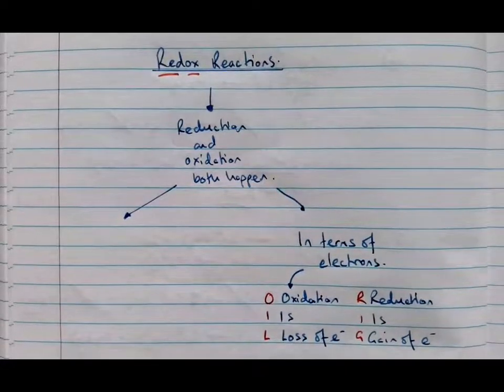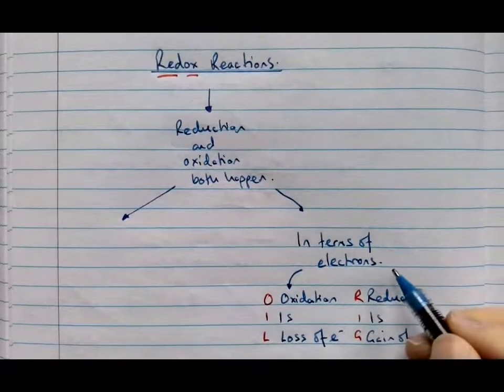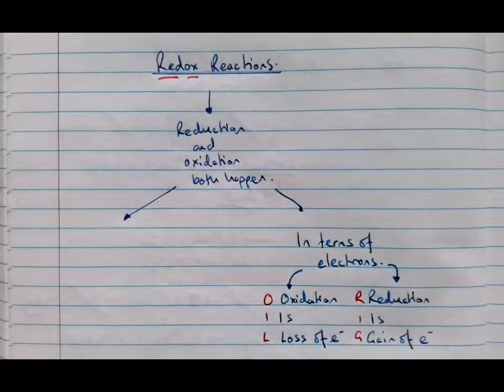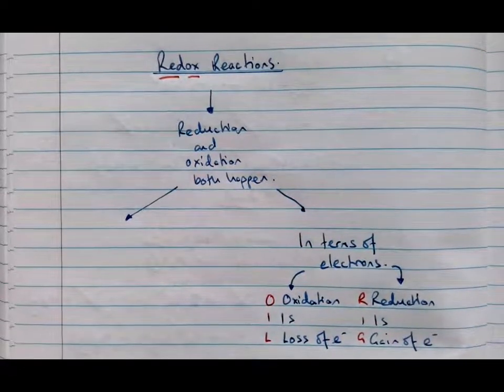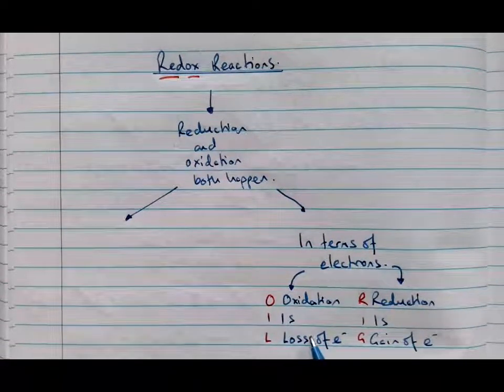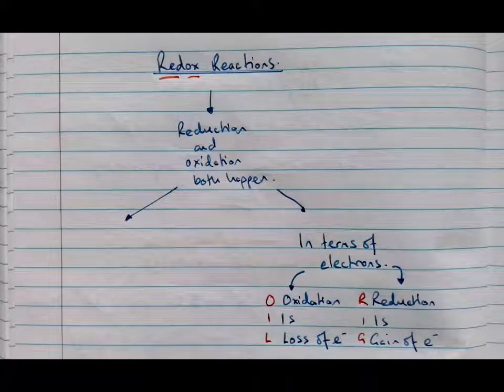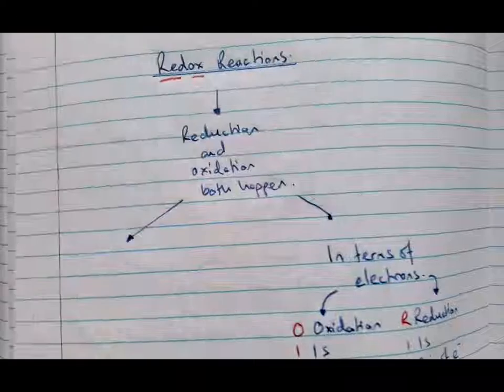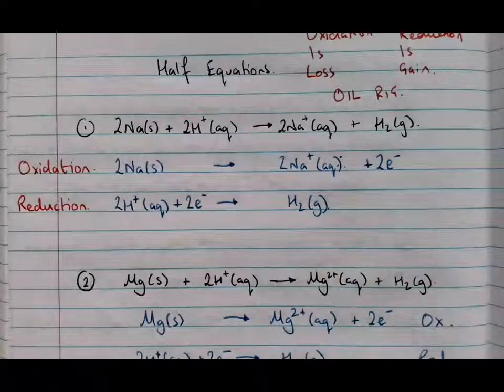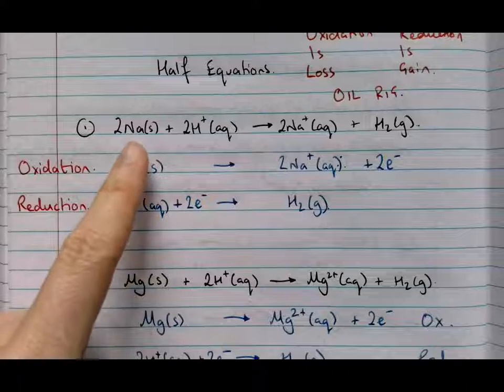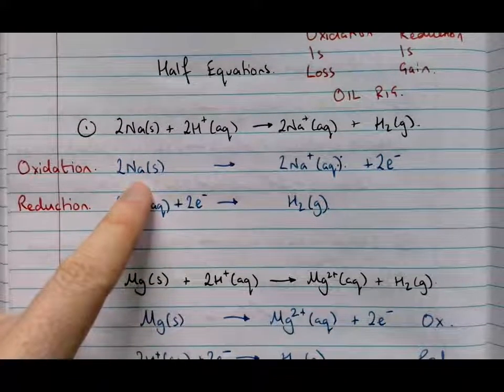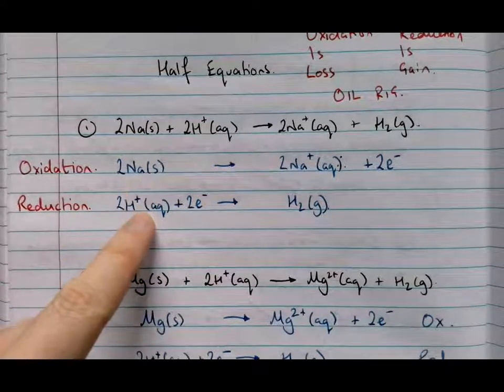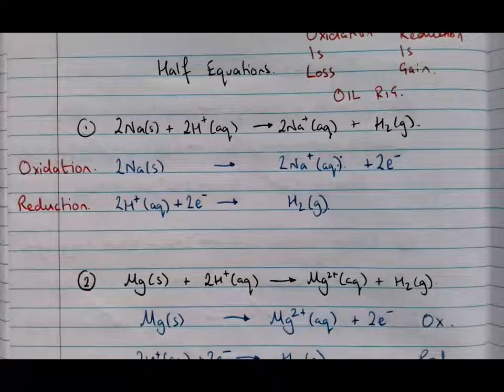Okay, so when we're talking about redox reactions in terms of electrons, we expect one species to lose electrons and one species to gain electrons. So if we were to go back to last week, this would be an example of a redox reaction because my sodium is losing electrons and my H plus is gaining electrons. So they're both happening at the same time, so it's a redox reaction.